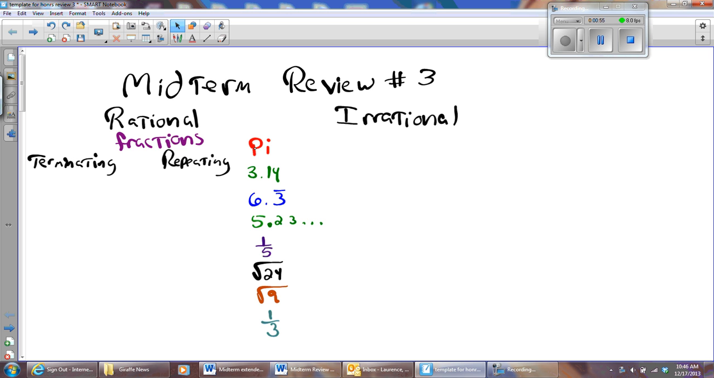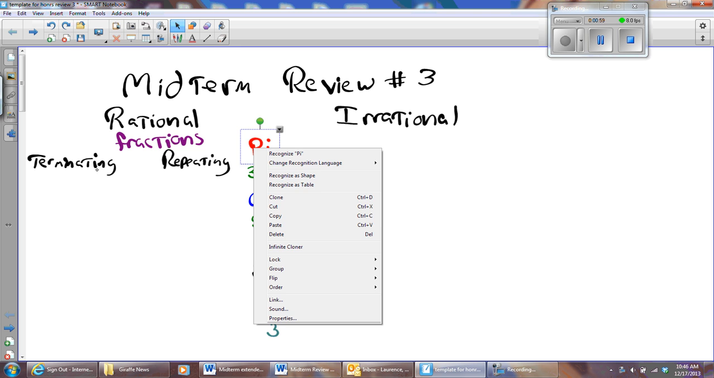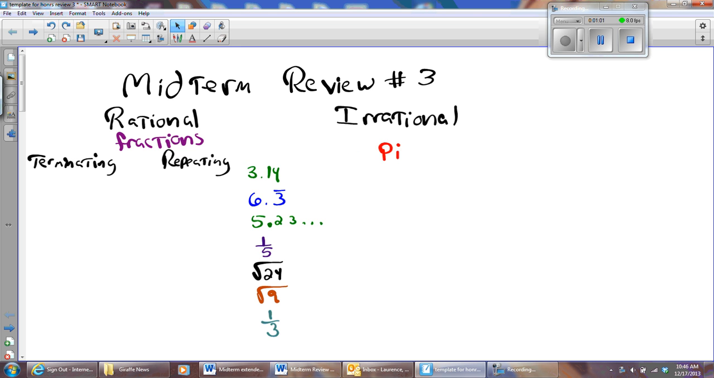Well, pi is a number that goes on forever without repeating. So it doesn't terminate, it doesn't repeat, it's irrational. 3.14 is not equal to pi. It's a terminating decimal. How do I know it's terminating? It ends. It stops at the 4. 6.3, that little bar above it, that means it's repeating. It's a rational repeating number. 5.23 dot dot dot, that is irrational, going on forever without repeating.